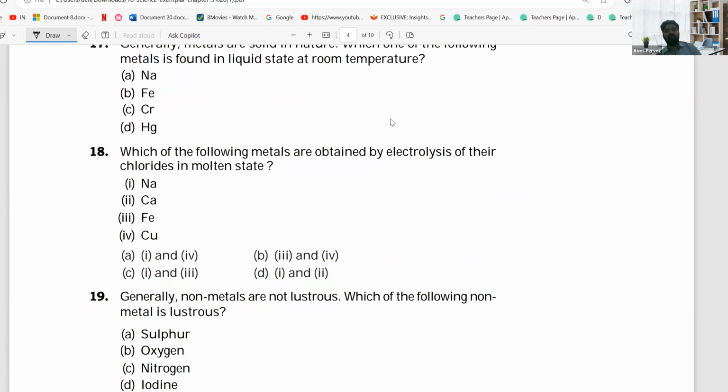Okay, question number 18. Which of the following will be obtained by electrolysis?